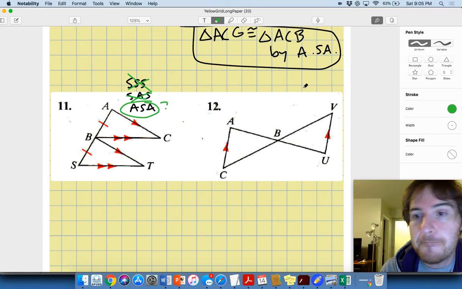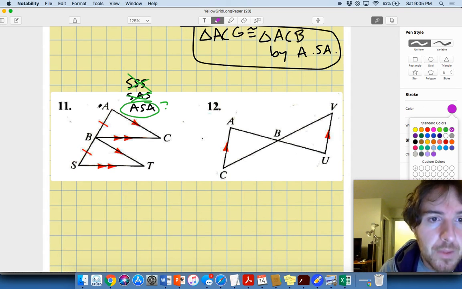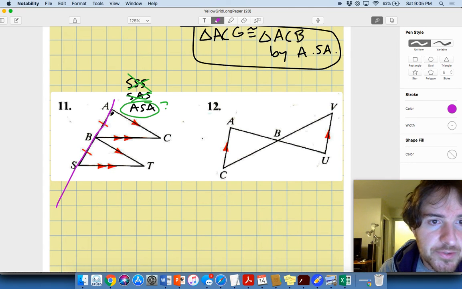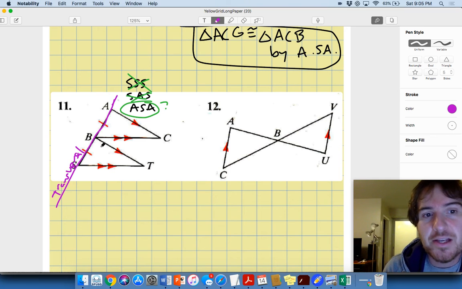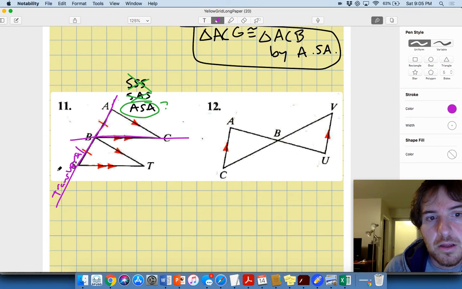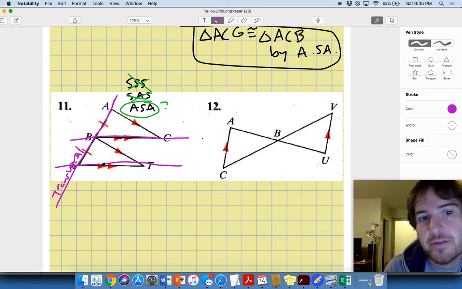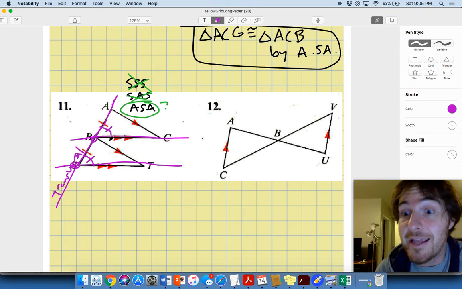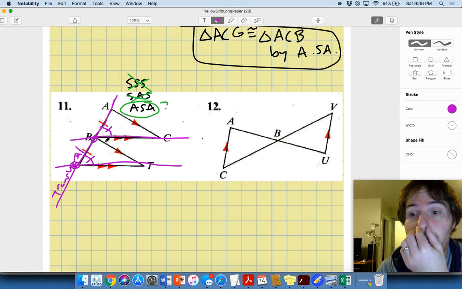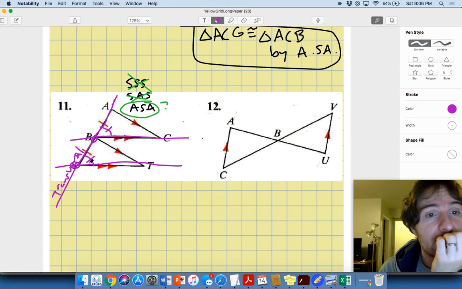Check it out here. I found a transversal. AS is definitely a transversal because we have parallel lines. They don't have to be parallel to one another to be transversal, but this line AS intersects 2 lines in 2 different points. So we know that this angle needs to be congruent to that angle, because those are corresponding angles formed by parallel lines cut by a transversal. So those are definitely congruent.